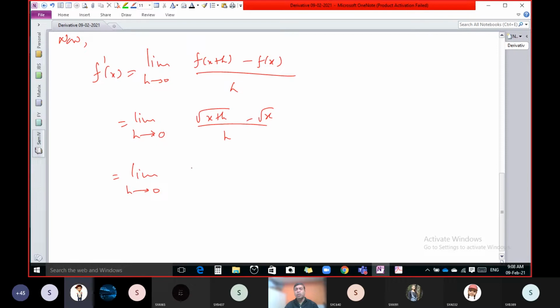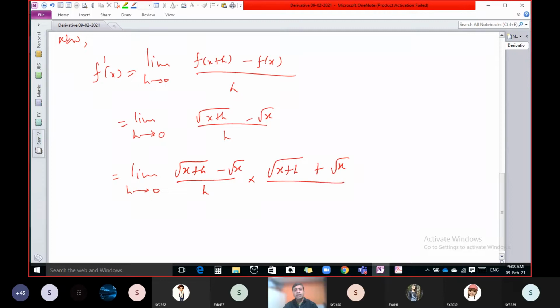This is the example of limit. Sir, rationalization. Correct. We have to rationalize. So we have to multiply and divide by the same root term, but here in place of minus sign you have to write plus sign. So if we do this, then what is the simplification?